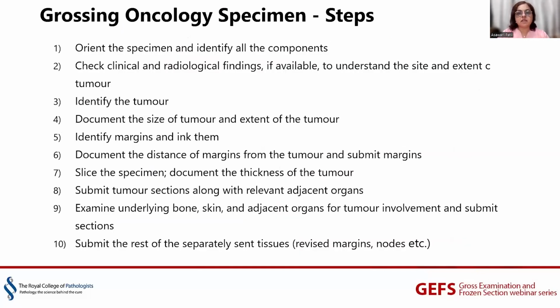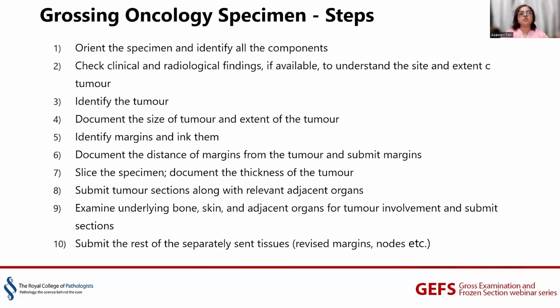So what are the steps? Again, this is an overview of the steps. We are going to go through each and every specimen separately again. So when you receive the specimen, you have checked all the identifiers and everything. What we have to do is orient the specimen first, right side, left side, which is the superior side, which is the inferior side, and so on.